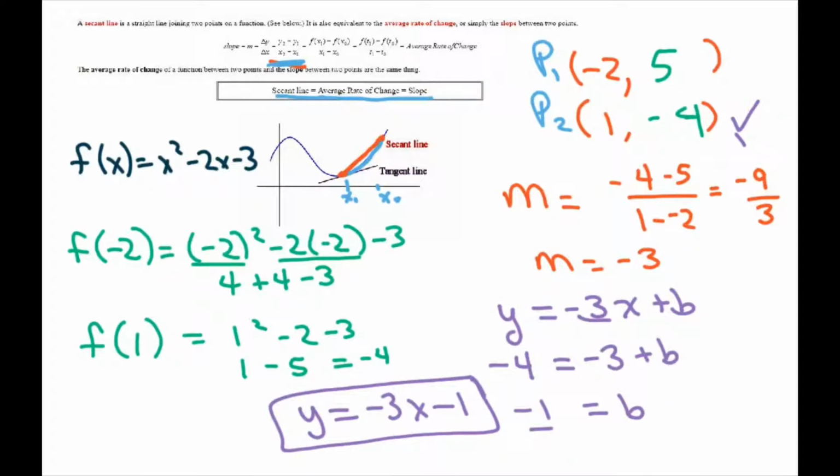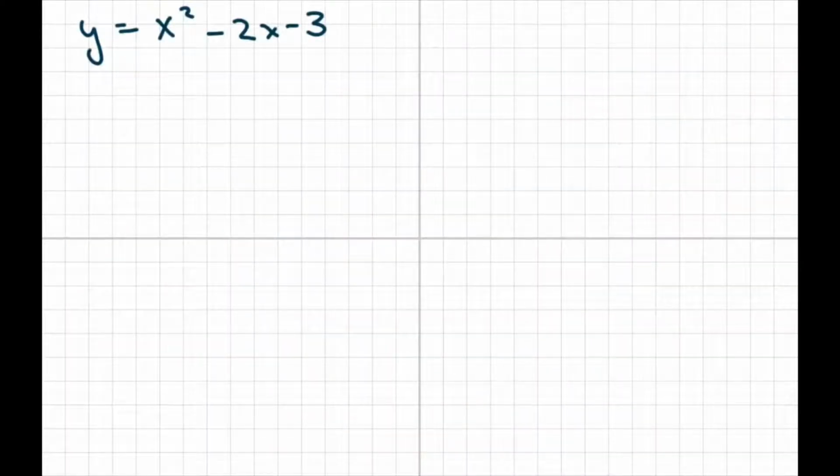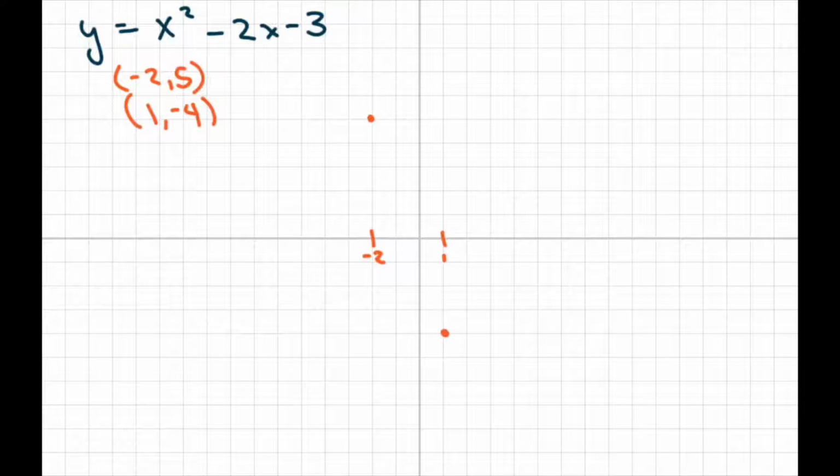All right. Now, I need to remember these. So we have -2, 5 and 1, -4. So I'm going to plot those points first. So -2 maps to 5. -2, and we want to go to 1. So this is what we're looking for, the secant line. 1, 2, 3, 4, 5. And 1 goes to -4. 1, 2, 3, 4.